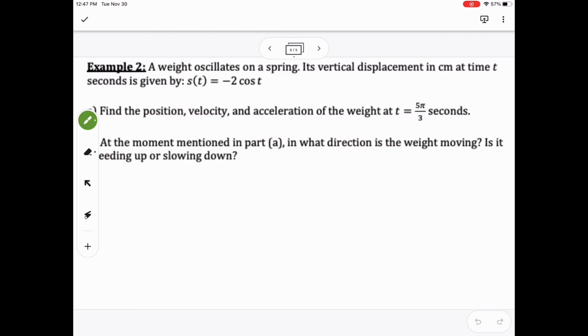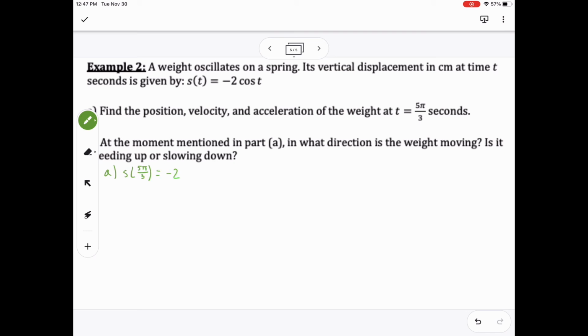Now for example 2, it says a weight oscillates on a spring. Its vertical displacement in centimeters at time t seconds is given by the position function of negative 2 cosine of t. So letter A wants me to find the position, velocity, and acceleration of the weight at the time of 5 pi over 3 seconds. So since I'm given the position function, all I need to do for the first piece is to just plug in 5 pi over 3 into the function that I'm given.